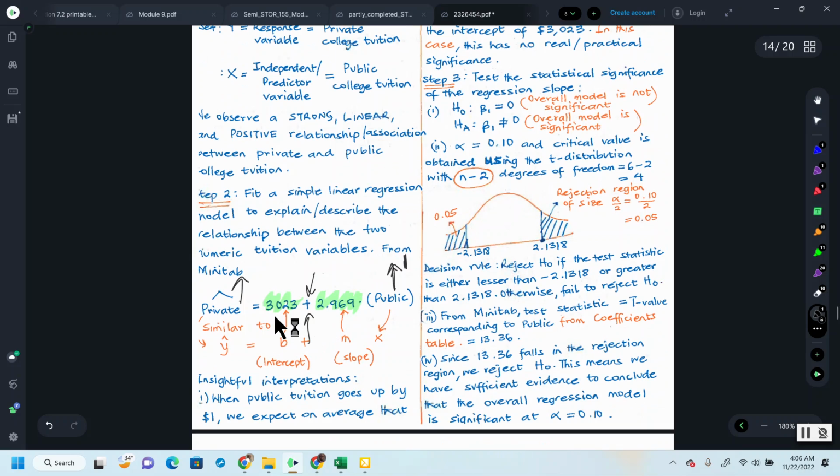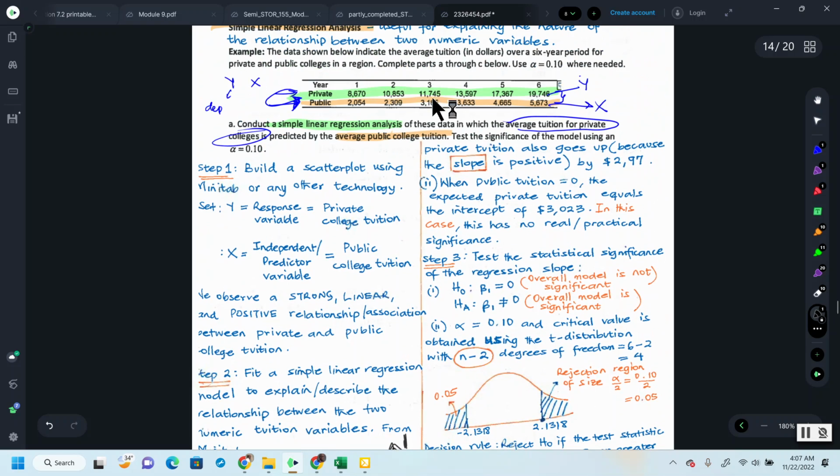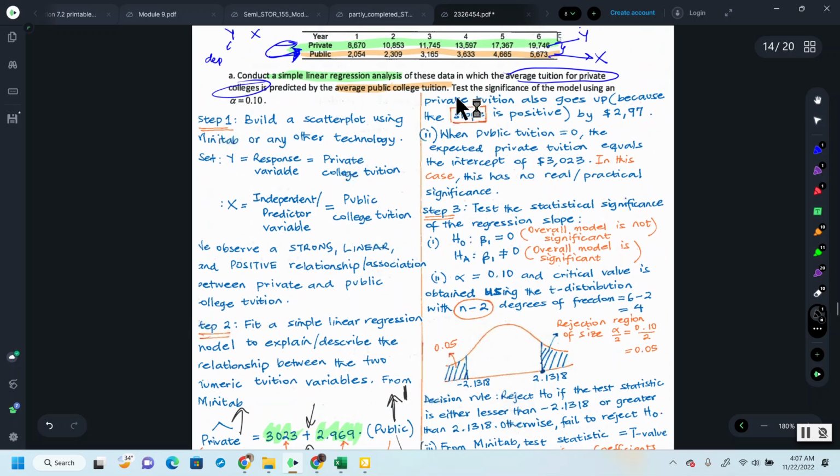And then you have the y-intercept. How do we interpret the y-intercept? That will be you set x to 0, or public college tuition to 0. So if public tuition was $0 or free, we expect on average that private colleges would charge on average $3,023 based on this data that we have analyzed. Then the next part of the question said we should test the significance of this regression model using an alpha equals 0.10.